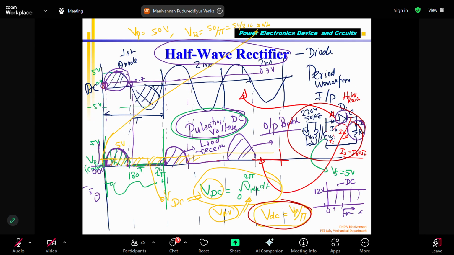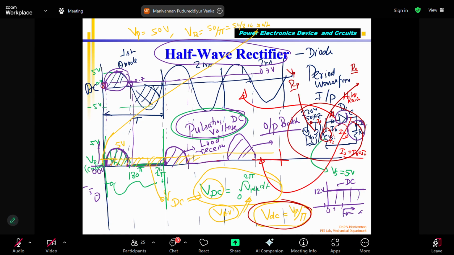Please note that we have the secondary coil, correct? The secondary coil of the transformer supplies the AC voltage to the rectifier circuit. So this secondary coil also has some resistance. I say RS means secondary coil resistance. Similarly, the primary coil also has RP, primary coil resistance. VP is the primary voltage, and there is a current flowing which is called IP. That we need not worry about.